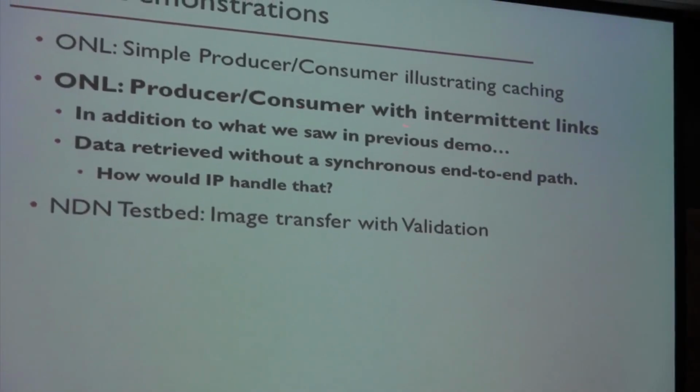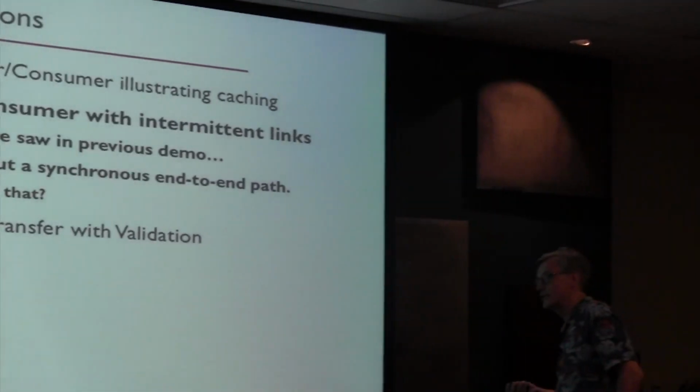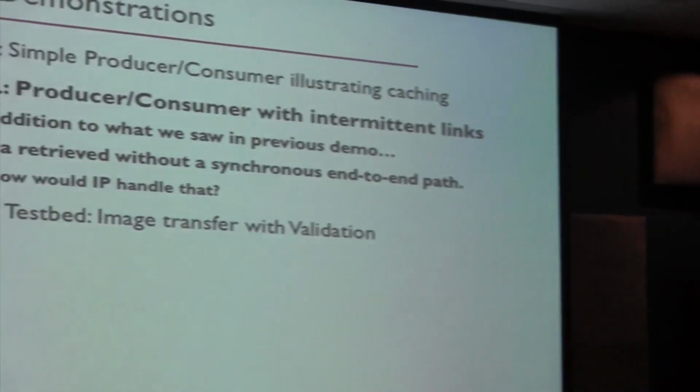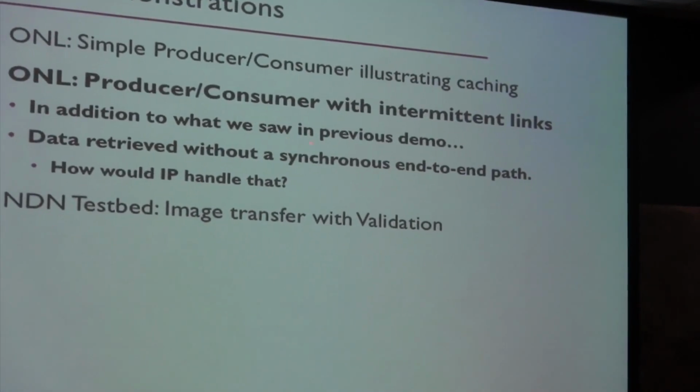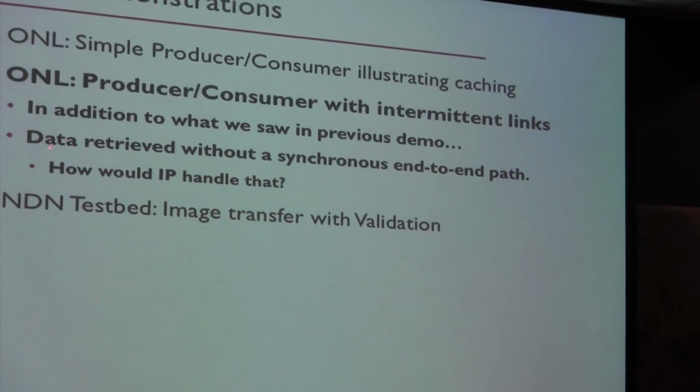In this case, we're going to do producer-consumer again, but we're going to do it over intermittent links. So in addition to what you saw in the previous demo, we're going to retrieve data without there ever being a synchronous end-to-end path. I'll tell you a little more about the details, but what I want you to think about is how would IP work if there was never a complete synchronous path from end to end, if some part of the path from producer to consumer was always broken. Some piece of that at every point in time was broken. You never had a path all the way through.